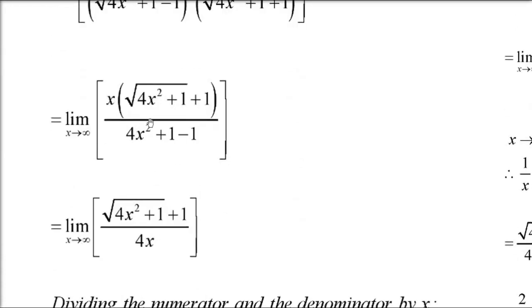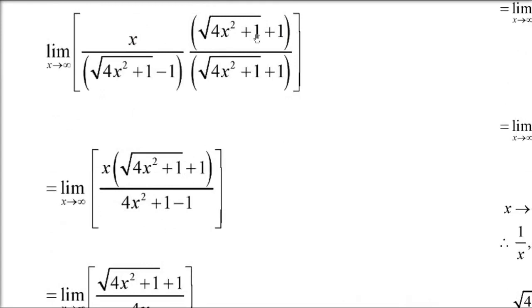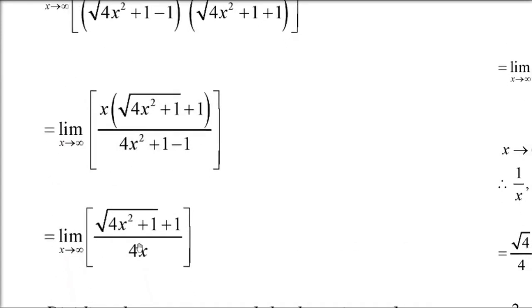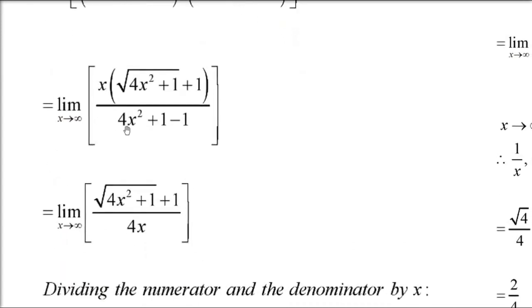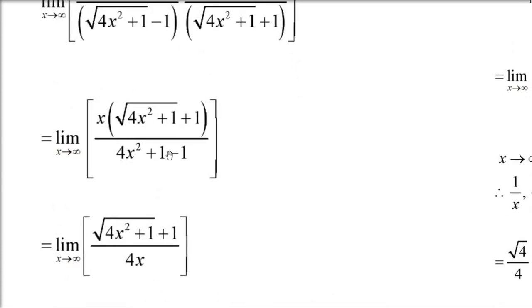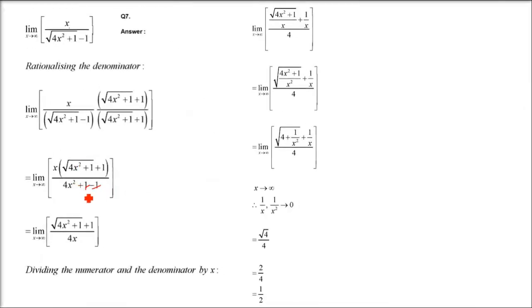You have 4x square, and x is already there in the numerator. So x gets cancelled, and you just get 4x in the denominator. So when you remove this, x by 4x, x gets cancelled. So you have under root 4x square plus 1 divided by 4x. Now what is the highest power? In this 4x, and in the numerator you also have under root 4x square plus 1. So let us divide the numerator and denominator by x.